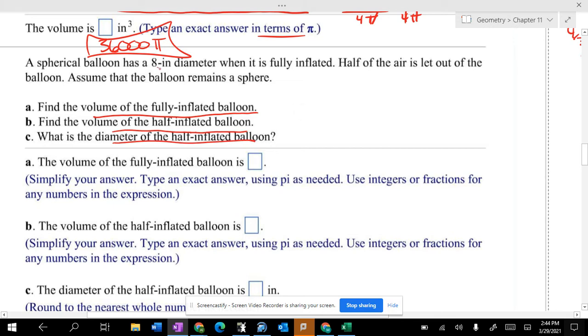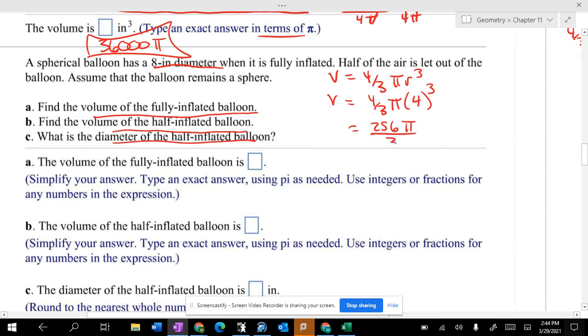If it has an 8-inch diameter and it's a circle, we assume it's a circle because balloons are never totally circles, but let's assume they're a circle. The volume of the balloon is 4/3 pi r cubed. What's the radius? If the diameter is 8, what's the radius? 4. 4 cubed is 64 times 4 is 256. So that's 256 pi over 3 if that's fully inflated.